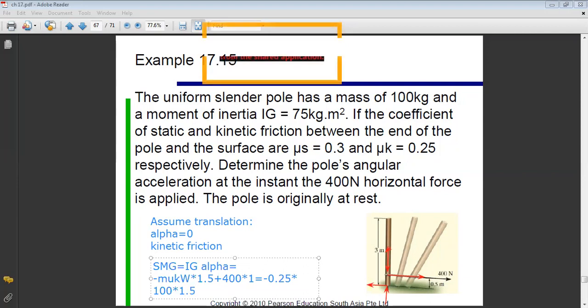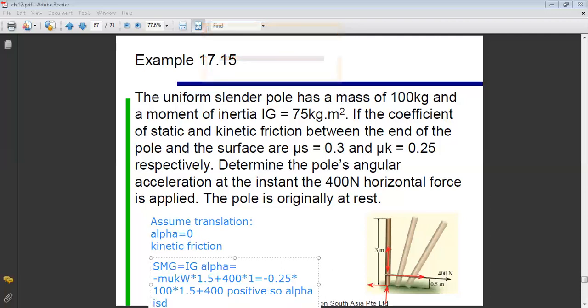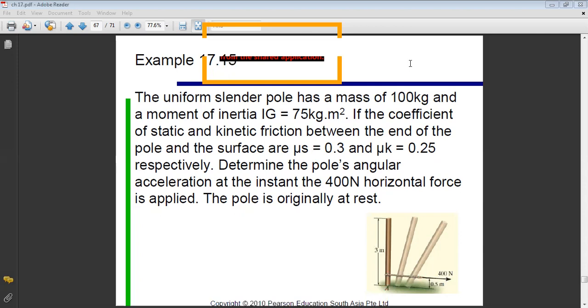So I get a value that is positive here, because 400 is much higher than 25 times 1.5. Because it's positive, alpha can't be 0. So my assumption is wrong. Can I have translation here? No. So my first assumption is wrong. I will eliminate this assumption and I will go to the second assumption.